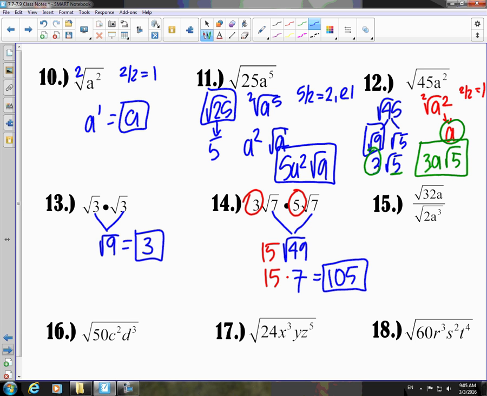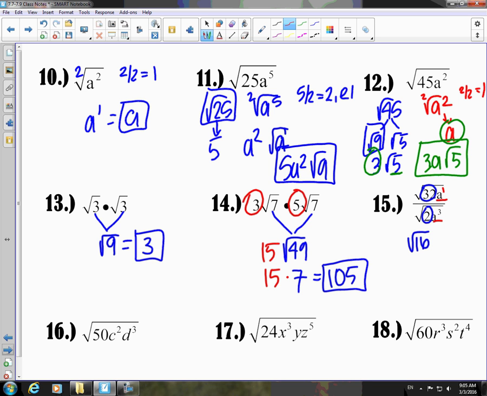Number 15, when I'm dividing, just like multiplication, I can just divide what's underneath the square root. So I can look at my coefficients here. 32 divided by 2 is 16. So I'm going to have the square root of 16. Now the values in here are just like what we've been working on with our properties. So when I'm dividing, I subtract.